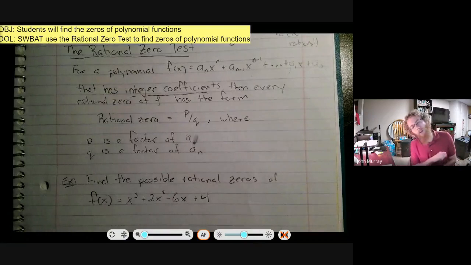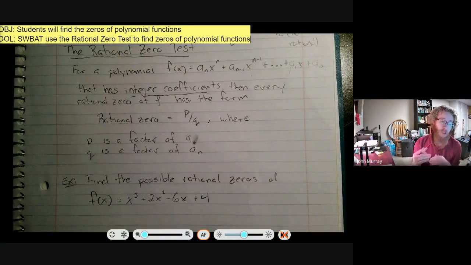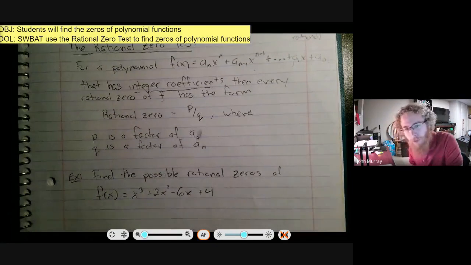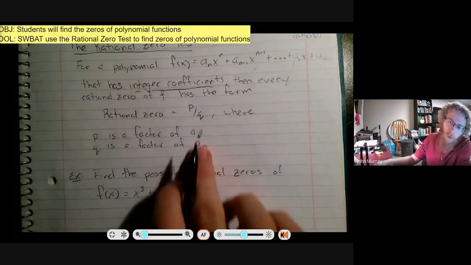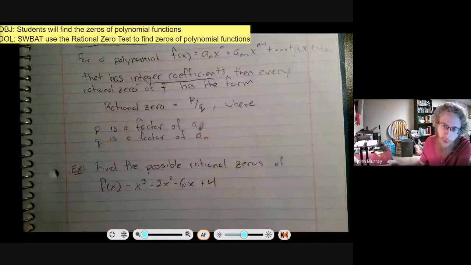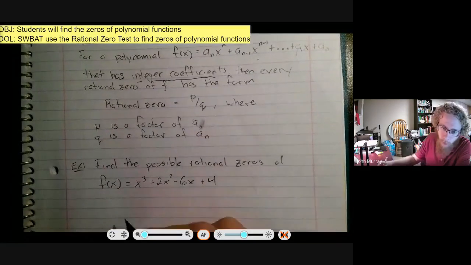Okay, so we're going to take a look at a cubic polynomial here. All we're doing is finding the possible rational zeros. Right now, we're not going to take it as the step of actually finding the zeros. These are just the possible rational zeros. All right, so the first thing you're going to do is figure out your coefficients for your p and q factors.